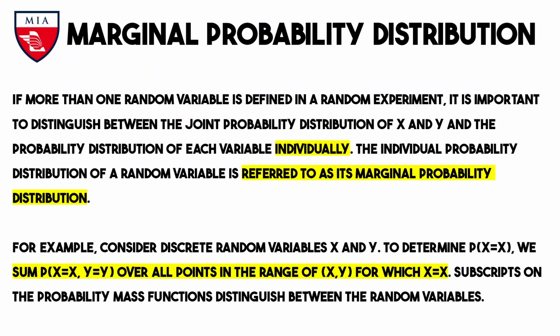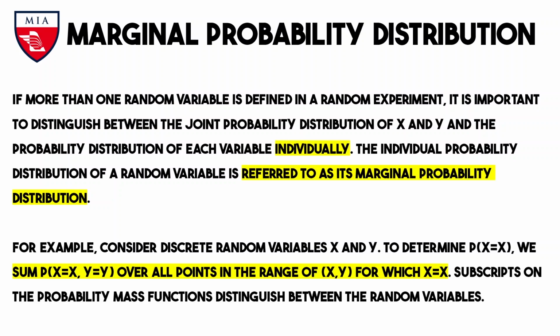So for example, consider discrete random variables x and y. To determine it, we sum up P(X = x, Y = y) over all points in the range of x and y for which X is equal to x.